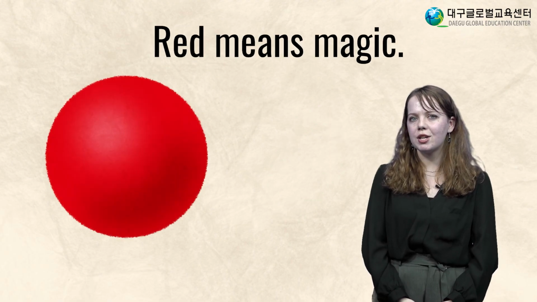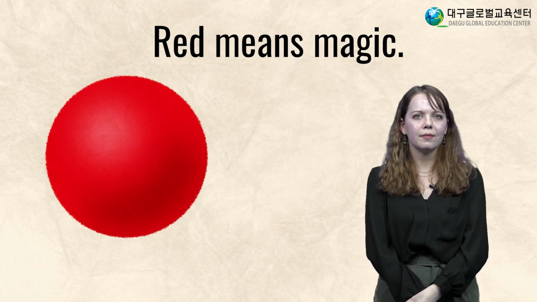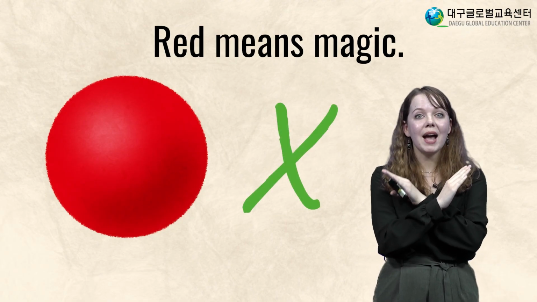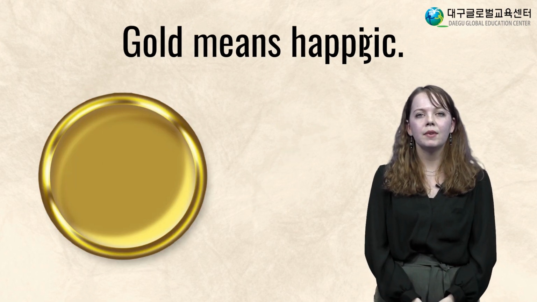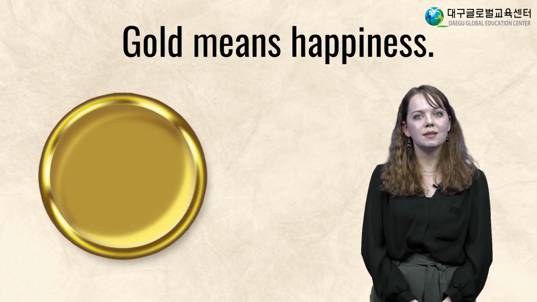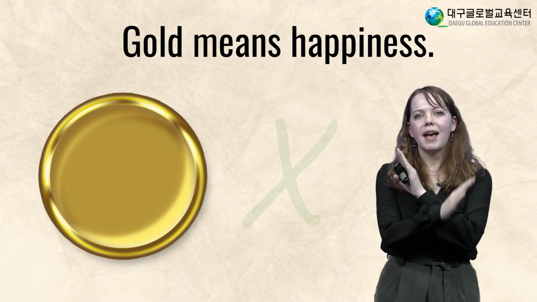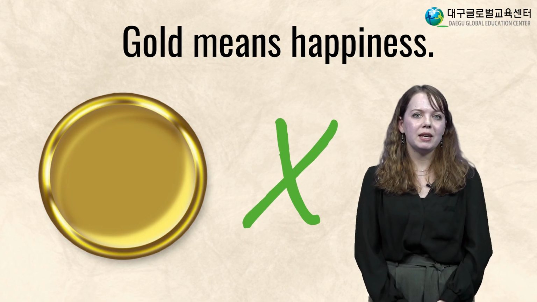Red means magic, O or X? X. Purple means magic. Red means power and danger. Gold means happiness, O or X? X. Gold means royalty. Yellow means happiness.